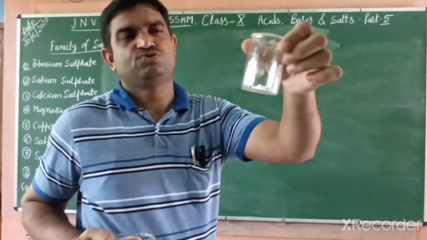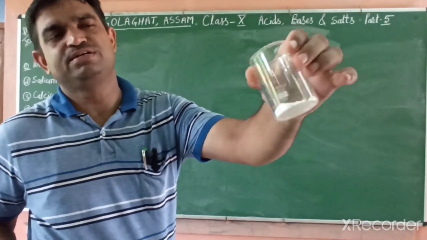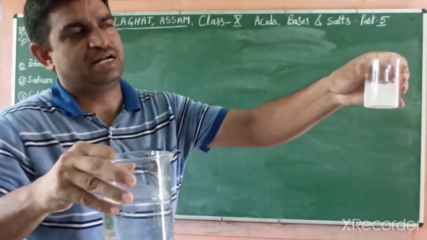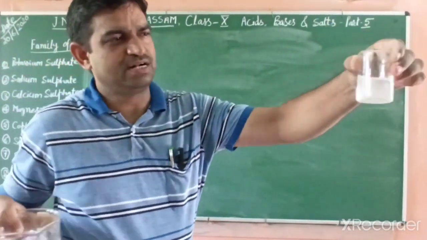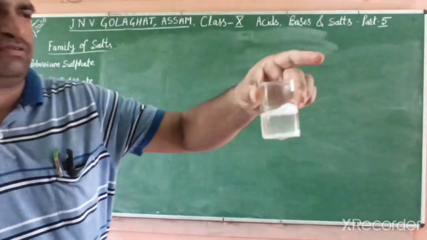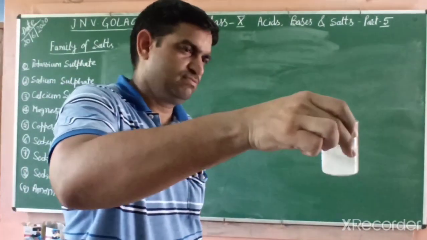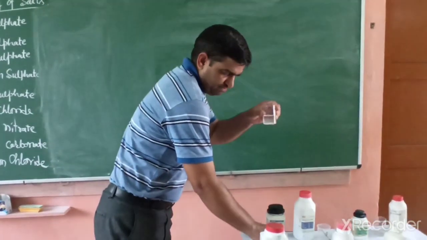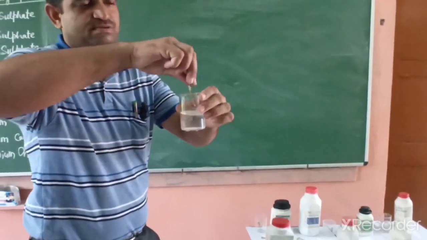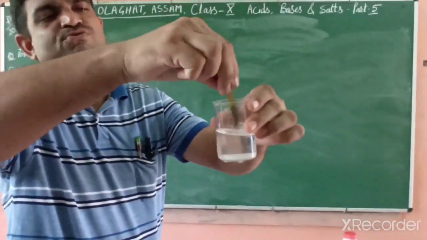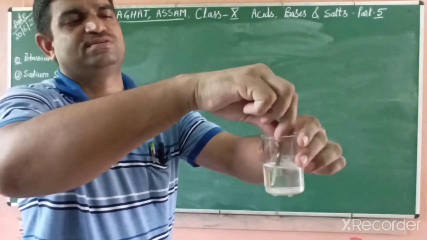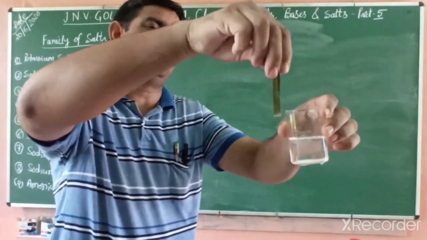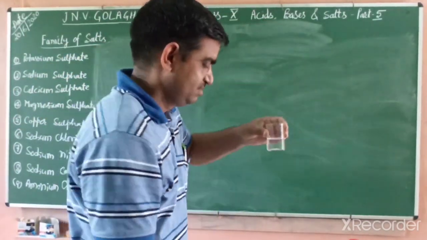This salt is sodium hydrogen carbonate, or we can say baking soda. And when we dissolve it in water, it is slightly less soluble. It settles down, and we want to check its pH by using pH paper. It changed into blue color. This indicates it is a basic salt because its pH is near 9 and its color is slightly blue. So this one is a base.